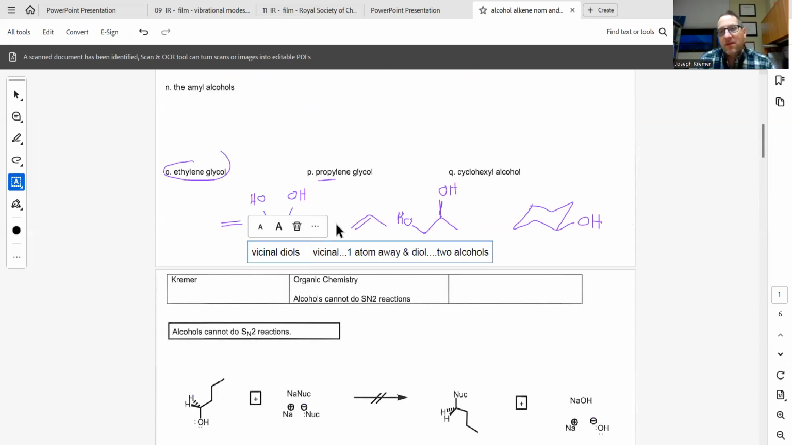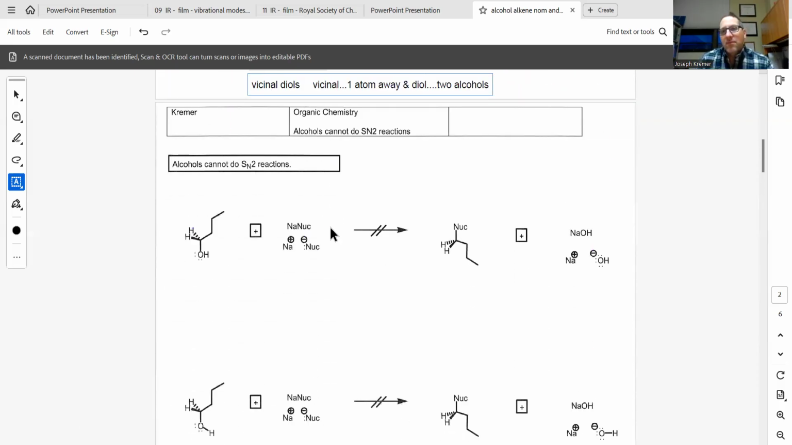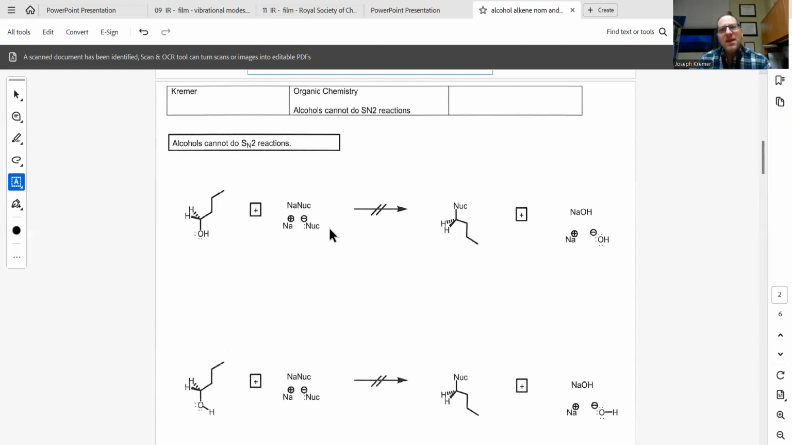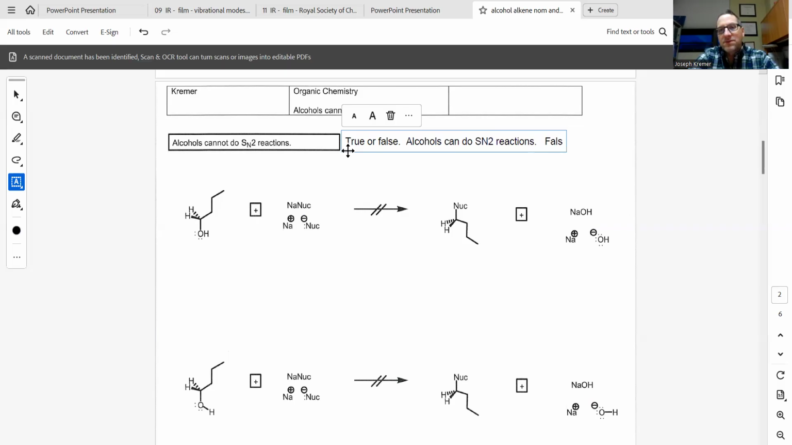So with that nomenclature, before I would want to talk about any reactivity with alcohols, I would want to mention and impress upon each and every one of you that this can be a true or false question. True or false? Alcohols can do SN2 reactions like you see there. And the answer is false.